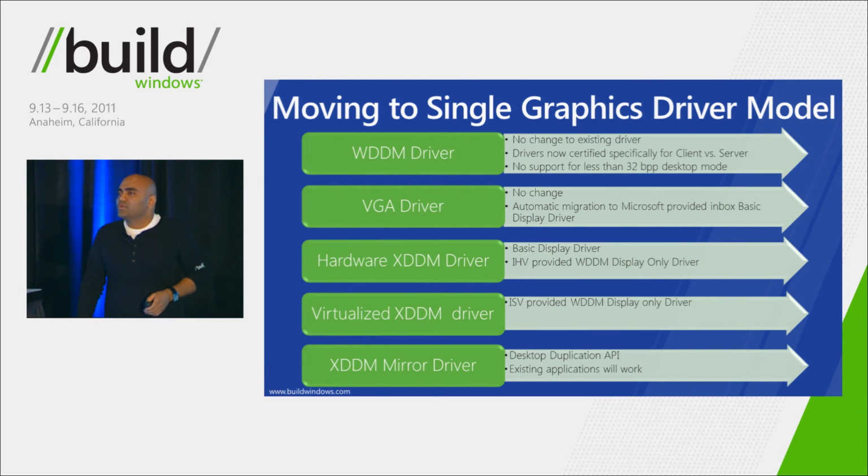And last is if you're using a mirror driver or screen scraper for this remote scenario, then we'd encourage you to use the desktop duplication API because it's really tuned for these scenarios. Your existing application will work on Windows. We have provided backward compatibility, so your mirror drivers will continue to work on Windows 8. But really, the best optimized user experience is going to be with the desktop duplication API.